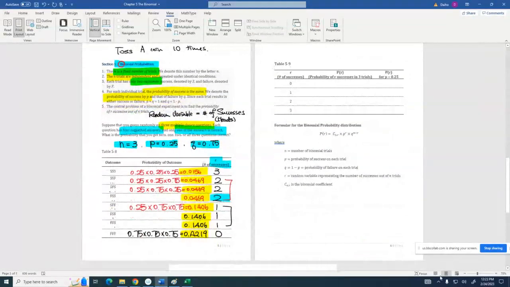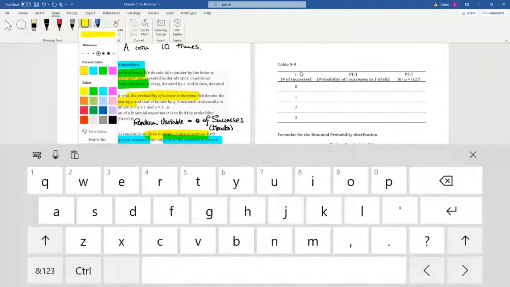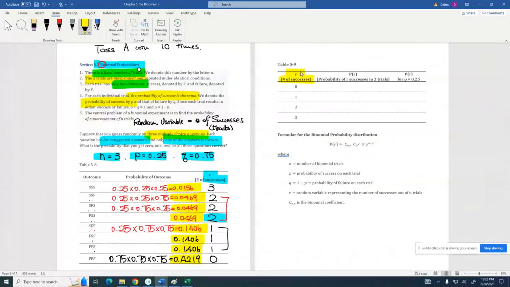Please look at the right-hand side. Here is the random variable, the number of successes: 0, 1, 2, and 3. I reorganize again based on the random variable, the number of successes, right? How much was the probability R equals 0? We had a single case which had 0.4219. So let me copy the probability.